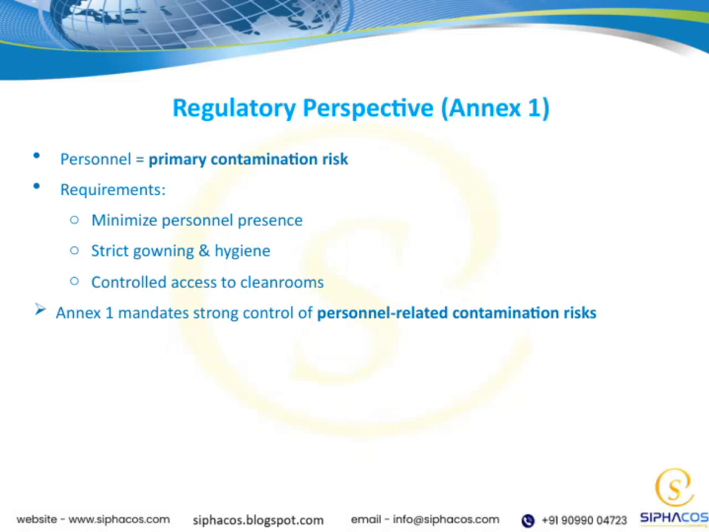Now, let's take a closer look at the regulatory perspective outlined in Annex 1. One of the key points here is that personnel are considered the primary source of contamination risk in manufacturing environments. This means that controlling the presence and activity of staff is crucial to maintaining product quality and safety. To address this, regulations require that we minimize personnel presence as much as possible, especially in critical areas. When staff do need to be there, strict gowning procedures and hygiene practices are mandatory. This helps prevent any contamination from skin, hair, or clothing from entering the cleanroom environment.